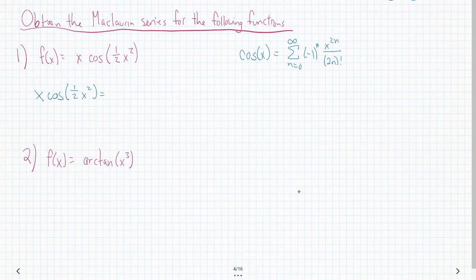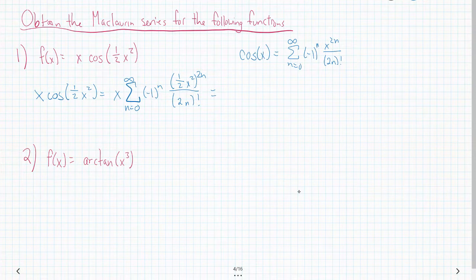So what do we do? Well, we took this summation and we're multiplying that whole summation by x. And now we have summation n equals 0 to infinity of -1 to the n. But we no longer have an x on the inside. We have a 1/2 x squared. So that's a simple fix, really. You take a 1/2 x squared, put it in wherever you see an x, and so that's what you get. So this becomes 1/2 x squared raised to the 2n power, and then this is 2n factorial.